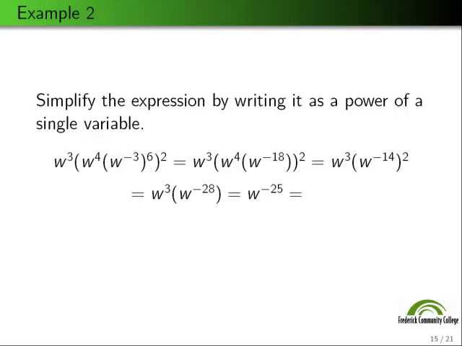And it is customary to not leave negative exponents in your answer, so this will be written by sending W to the negative 25th downstairs, so the answer is 1 over W to the 25th. Therefore, this expression, W cubed times W fourth times W to the negative third raised to the 6th, and all that in there squared, equals 1 over W to the 25th.